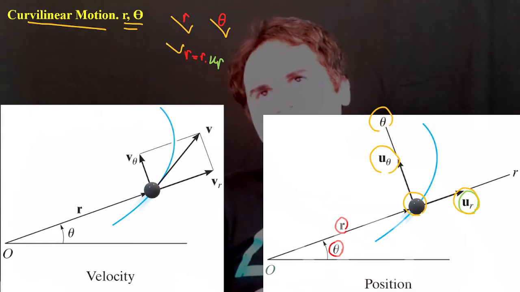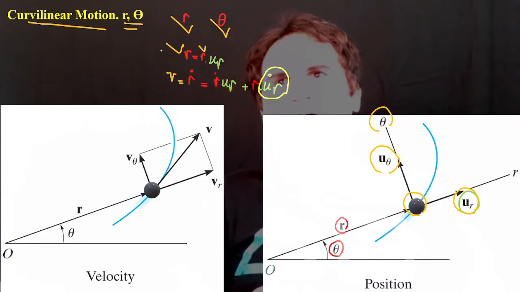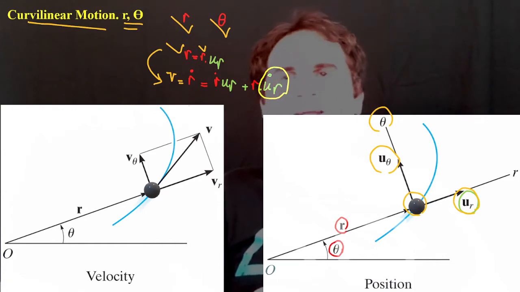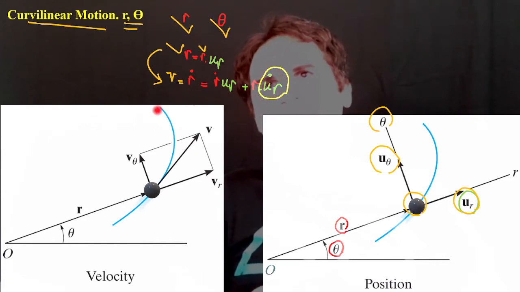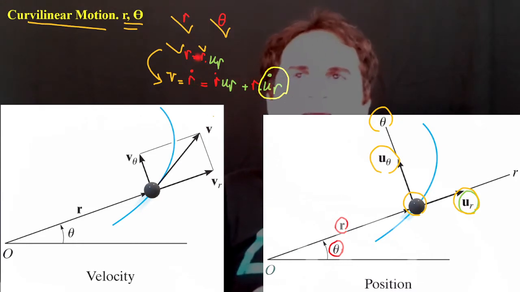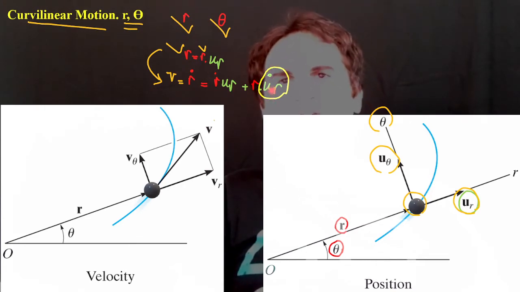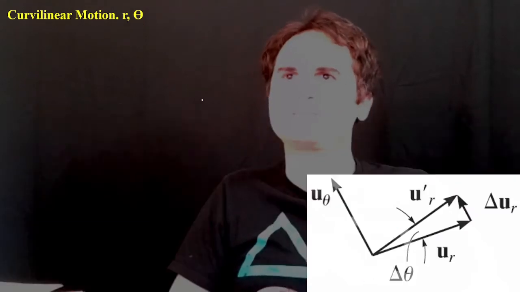So the displacement vector r is the numeric value of displacement times the unit vector of displacement, u sub r. Likewise, if you take the derivative of that, from displacement you can derive velocity, and that's r dot times u r plus r times the derivative of the second part, that's u dot r. Let's see what u dot r is.